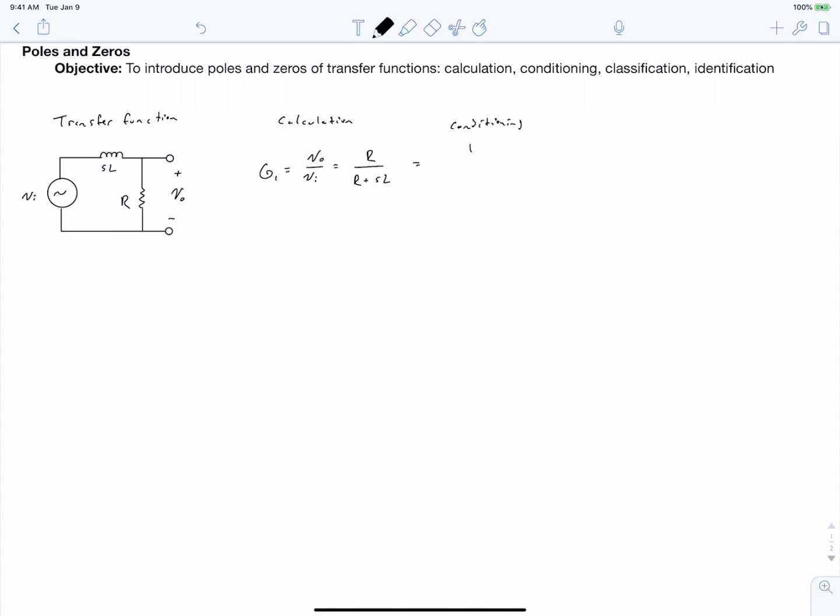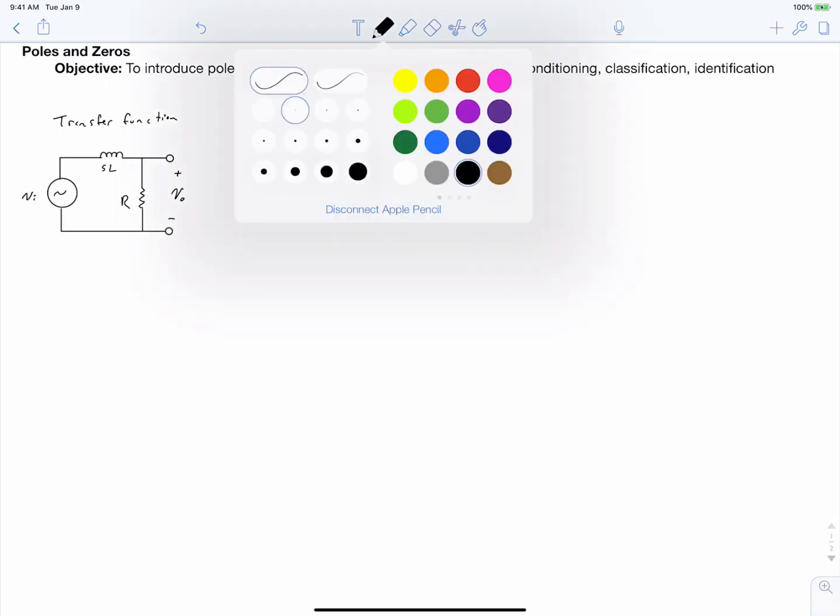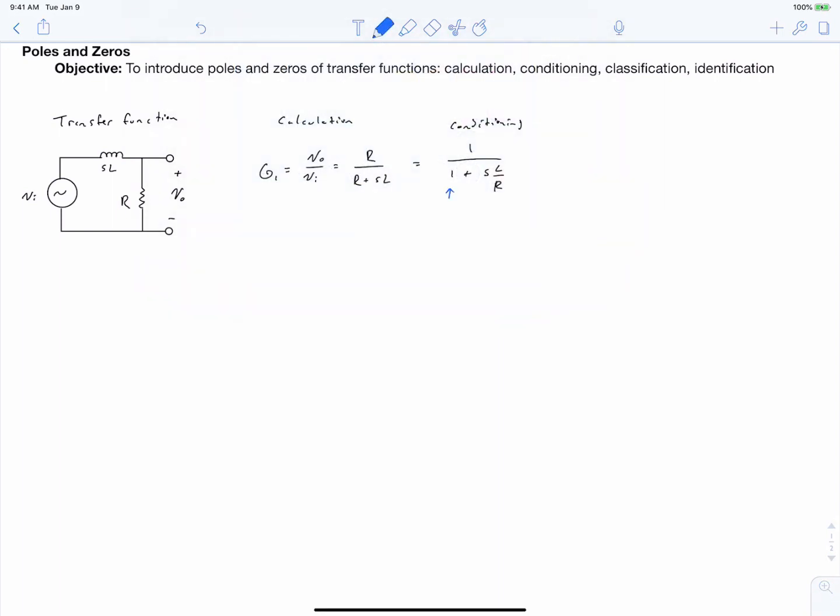The act of conditioning is to make every term of our transfer function start with the number 1. So the numerator starts with a 1, the denominator starts with a 1, and then we have something multiplied by s. In this case, we have s times L over R. The idea here is that we've gotten rid of all units. So there are no units on this term, there are no units on this term, and this is a normalized impedance, which effectively has no units.